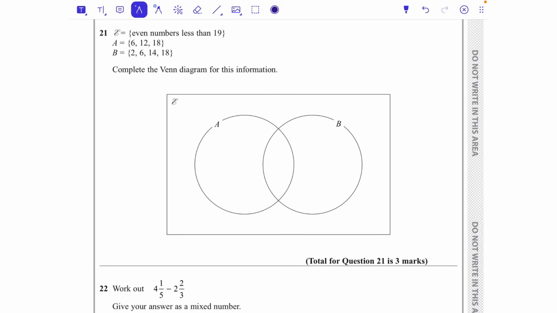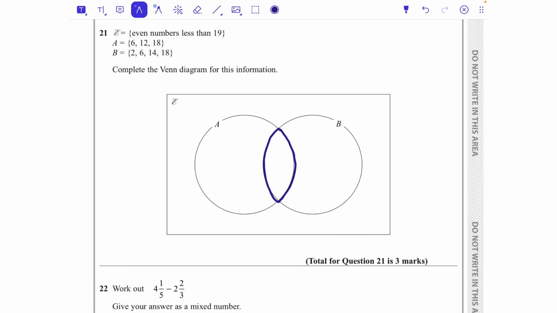Okay, question number 21. Our universal set, that's the squiggly E, means even numbers less than 19. Set A is 6, 12 and 18, and set B is 2, 6, 14 and 18. Complete the Venn diagram. So we always want to think first about our intersection. That's the bit in the middle where the two circles intersect.